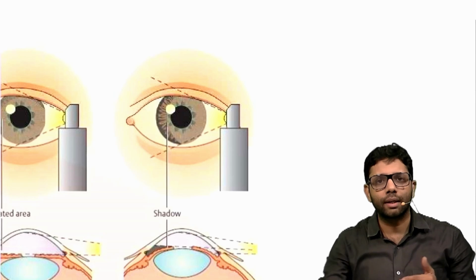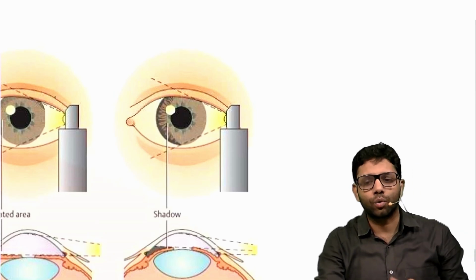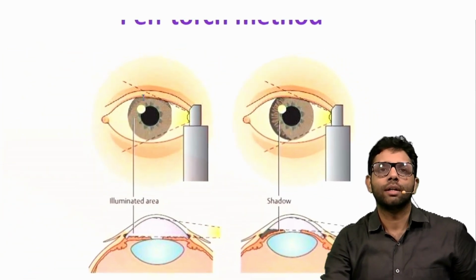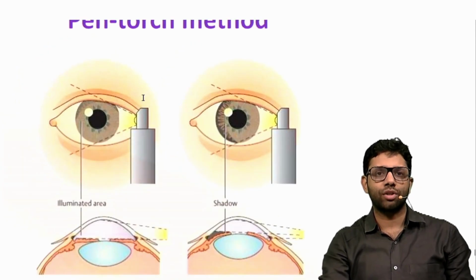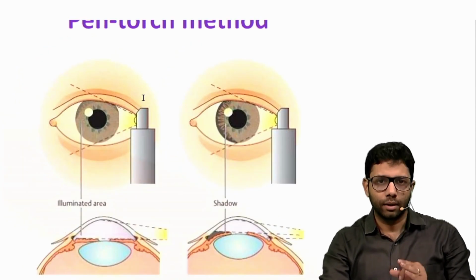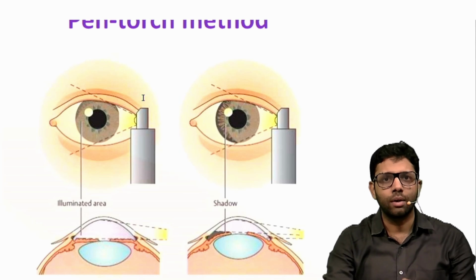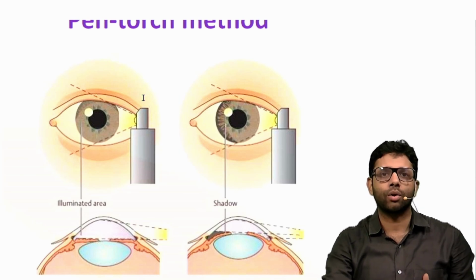So it is a clinical objective method, not quantifying. It is a clinical method to know whether the anterior chamber is shallow or not. That is known as the pen torch method. Here also there is the iris shadow. If there is the iris shadow, it means that the anterior chamber is shallow. The angle might be occluded or closed.